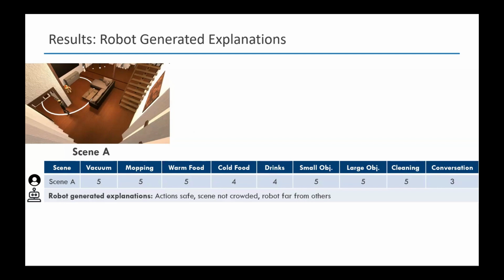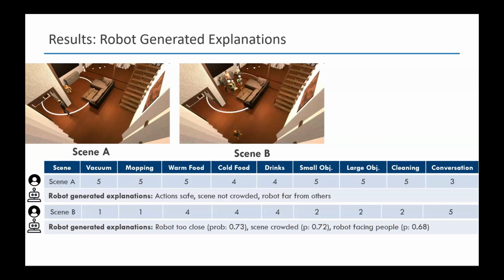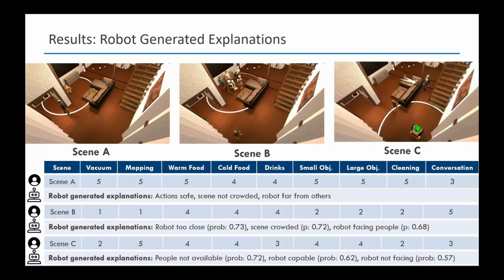So in scene A, for instance, when there is only 1 person, the robot could correctly predict that its own actions were safe. In another scene, when it was very crowded, the robot could predict that it was too close to people in the scene. And in scene C, when there was someone lying on the sofa, you see here, the robot could predict, thanks to the GRACE method, that people are not available in the environment. So based on these given scores, probably people are not available for my actions.